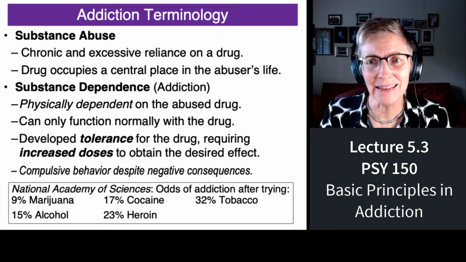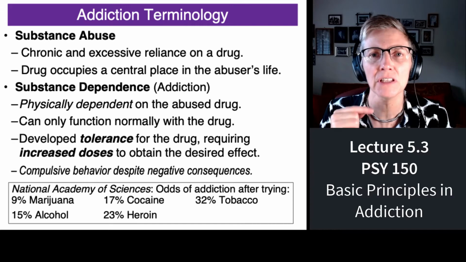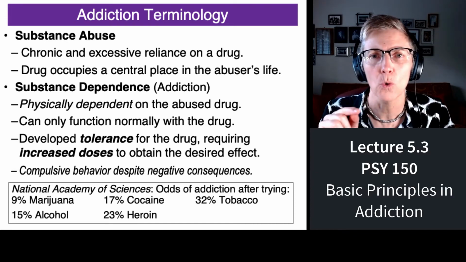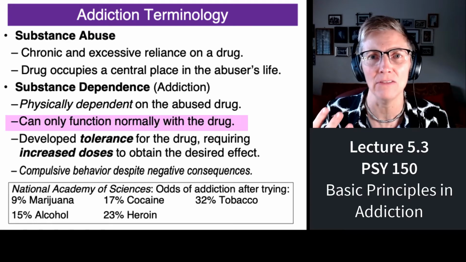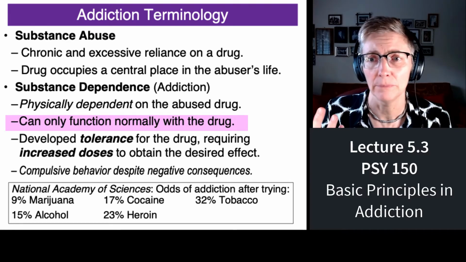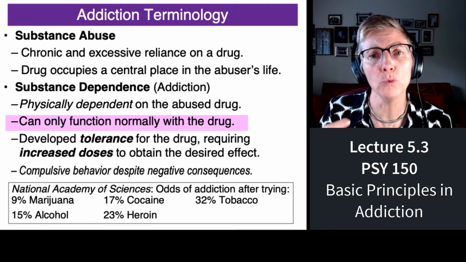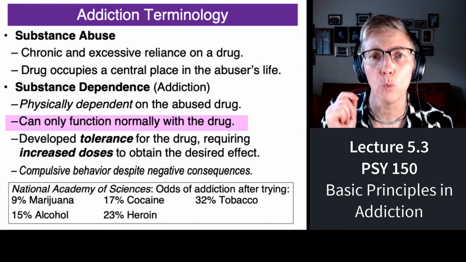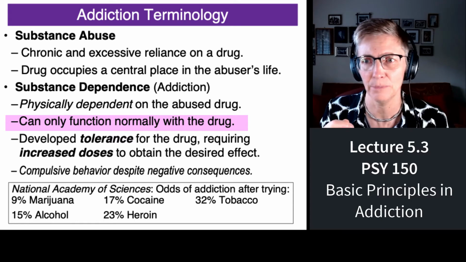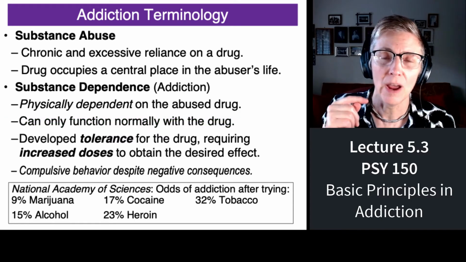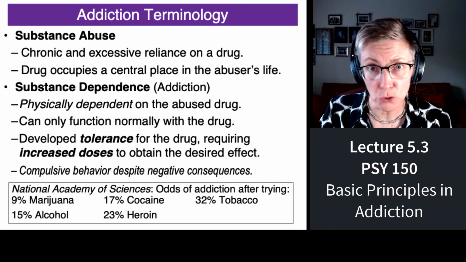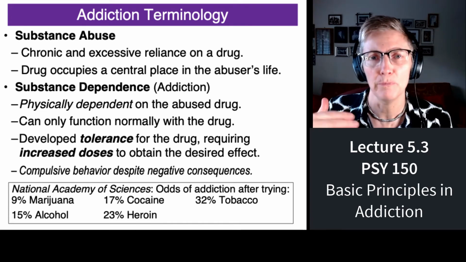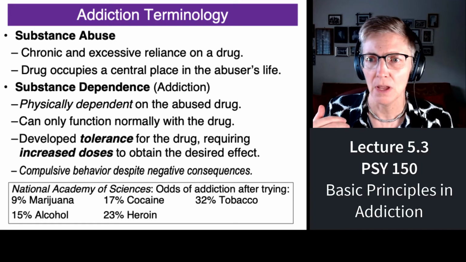Substance dependence is when you become physically dependent on the drug such that you have to take it in order to feel and behave normally. Drug dependence is when you can only function with the drug in your system. You have to typically increase the dose, the amount of the drug that you've taken, because you're building up tolerance.